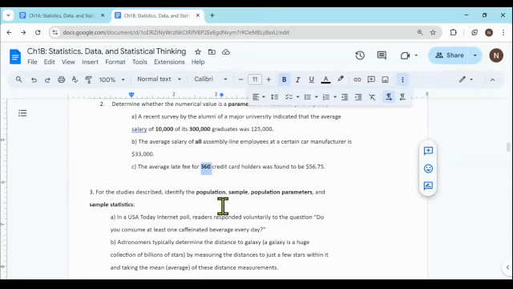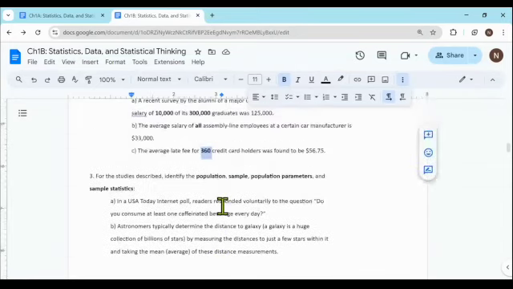Number 3. Doctor, so the average salary is the parameter. Average salary of all assembly line employees. This is the parameter. Yes, because what's the keyword here? All. This whole sentence. Yes. But here we are not using all. We're using what? 360. Only 360.